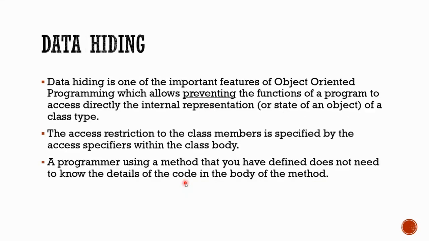So what is data hiding? It's one of the important features of OOP that prevents functions of a program from directly accessing the internal representation. In simple words, one object cannot directly manipulate the state of another object. That is done using access modifiers within a class, which specify the access restriction. Data hiding can also be seen when we call a method. A programmer does not need to know the details of the code in the body of that method. Sometimes one method works in conjunction with another private method.